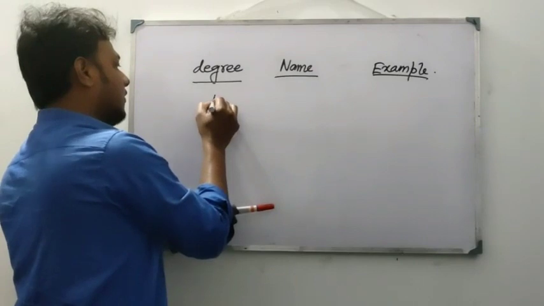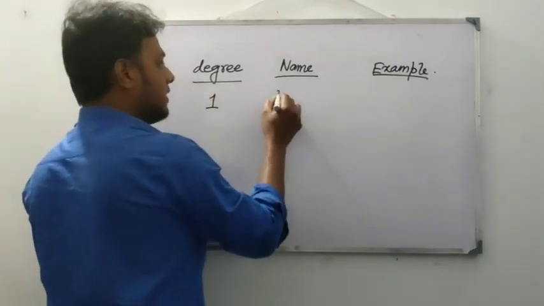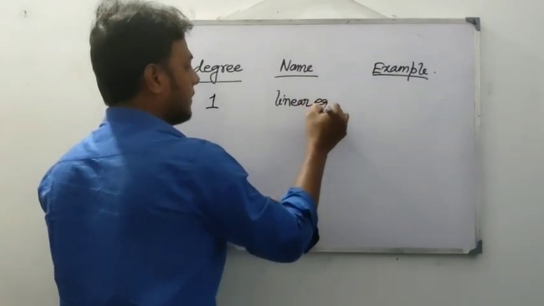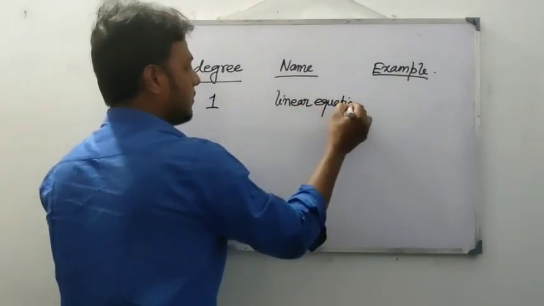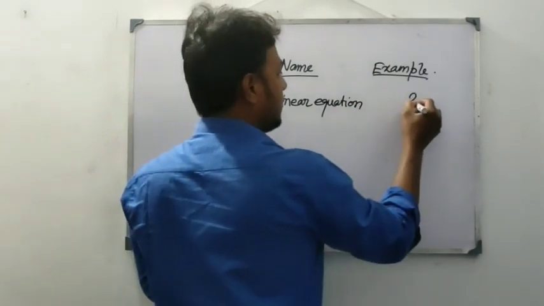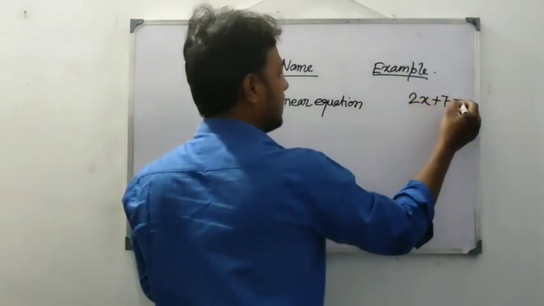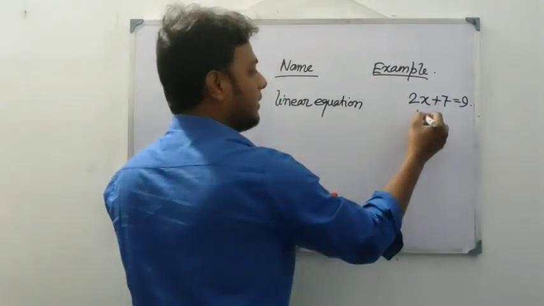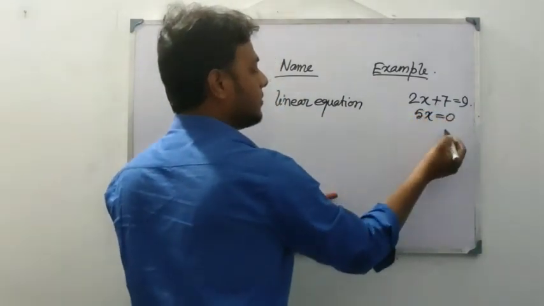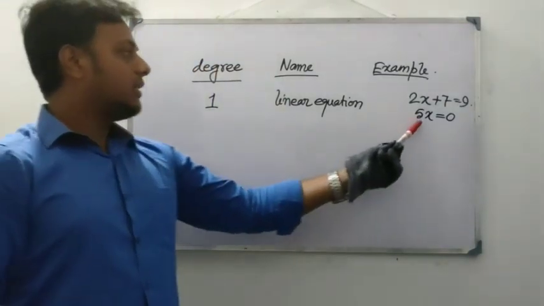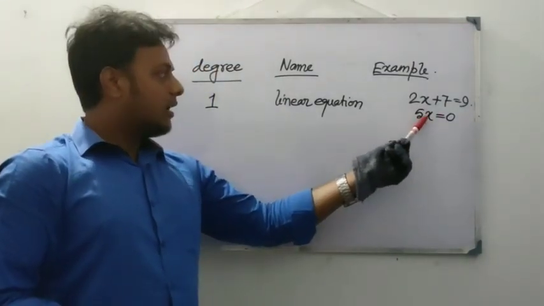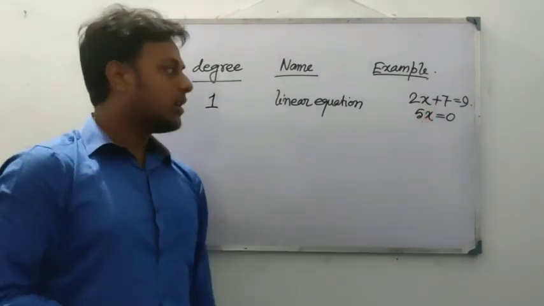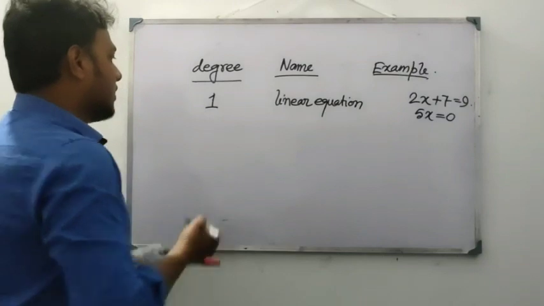If the degree of an equation is 1, then it is named a linear equation. What is an example? 2x + 7 = 9 is a linear equation. See, the degree is 1. 5x = 0 is also a linear equation. Why? It is an equation, obviously, and here the variable is x and the highest power is 1. So this is also a linear equation.